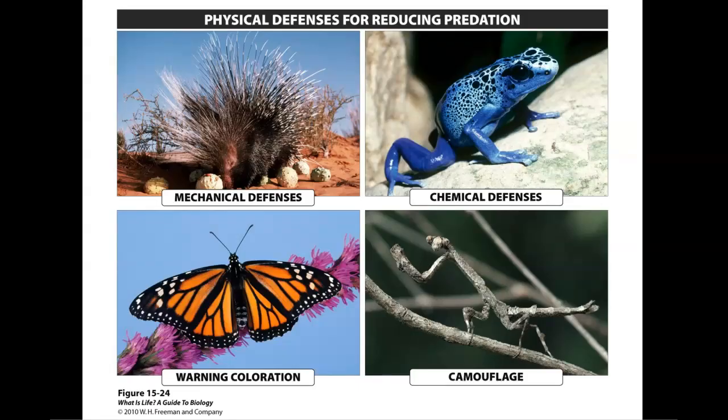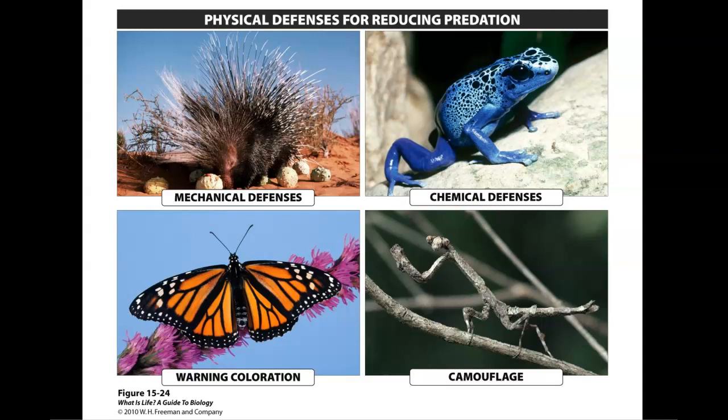Looking at these a little bit, mechanical defenses can include things such as sharp quills, prickly spines, wings, tough armor, claws, fangs, and even stingers. Chemical defenses can include chemical toxins making prey poisonous or unpalatable for other animals. These can be found even in plants, not just in animals.